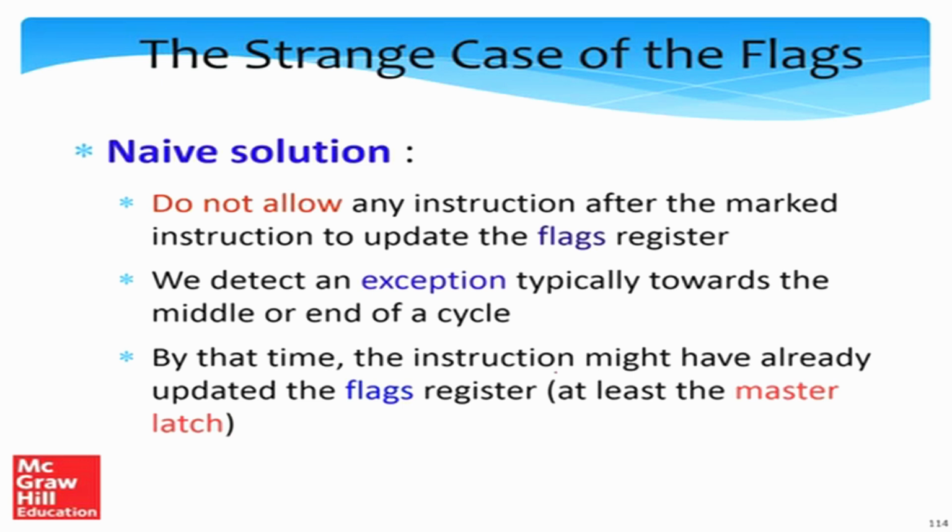Now let's take a look at the flags register. So the strange case of the flags register is like this. A simple naive solution would be that we do not allow any instruction after the marked instruction to update the flags register. But the problem is that we detect an interrupt or an exception typically towards the middle or end of a clock cycle. By that time, the instruction might have already updated the flags register, right? Or at least the latch, at least the master latch or the master slave flip-flop, if there is one. So this is hard to do, let's not do this, because we'll not know exactly when the flags register is being updated and when it is being restored. So that can be a problem. So let's look at a better solution.